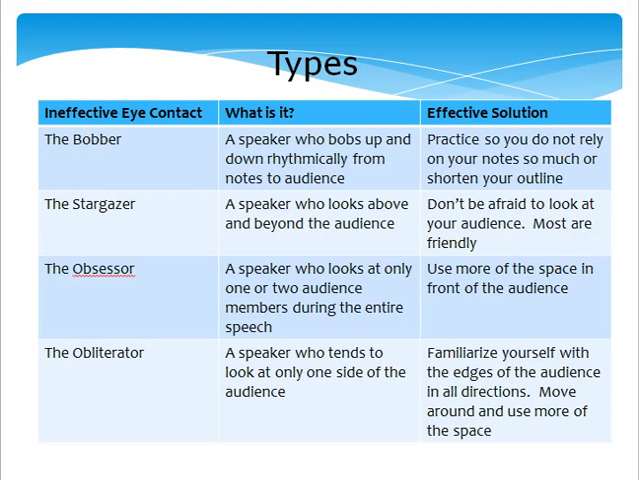Well, this information about types is taken directly from your textbook, and we do not need to go through everything. But some ineffective eye contact could be the bobber. This is the person who bobs up and down rhythmically from the notes to the audience. The way to make this better is to practice, so you do not need to rely so much on your notes. And there are various other types of eye contact behavior that you could certainly familiarize yourself with. Again, knowing where you may fall in the ways with eye contact will help you adapt, and through practice, you will become a better speaker and be more able to maintain eye contact.